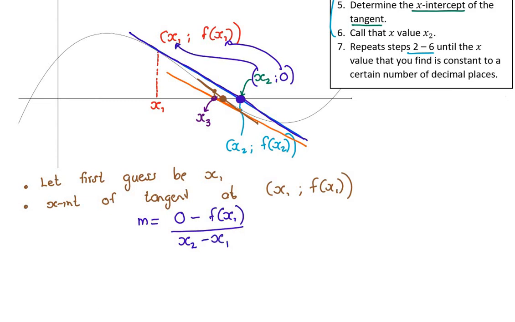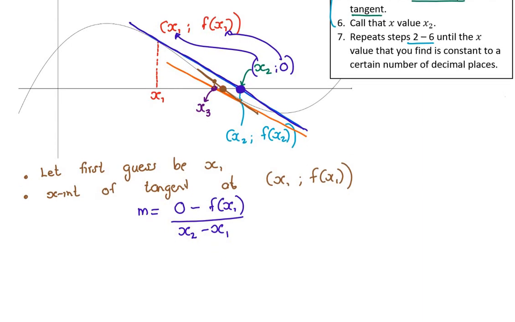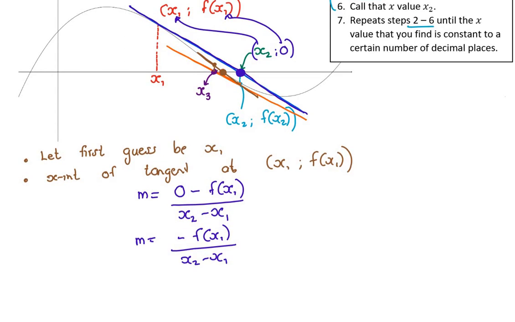So what have I done here? I'm trying to find the x-intercept of that tangent because that will be the next approximation. So I've started by trying to find the gradient of this blue tangent. And so the gradient of my blue tangent ends up being m, which is minus f of x1 over x2 minus x1. Now, what we hopefully know is that the gradient of that tangent is the same as the gradient of the graph at that point.